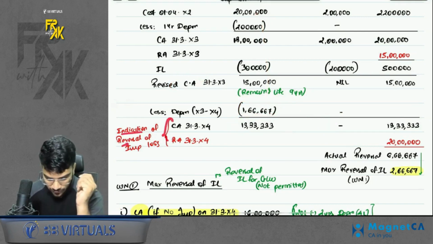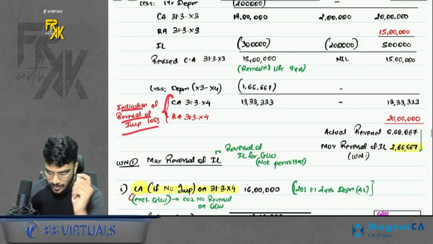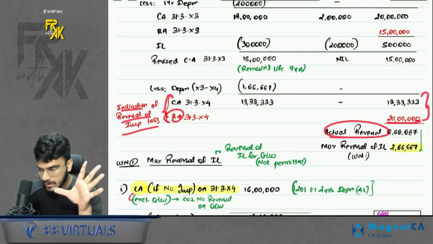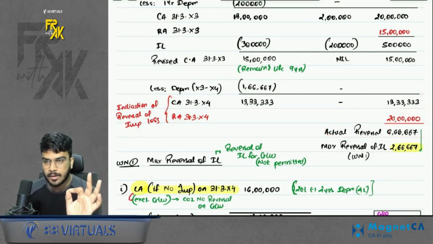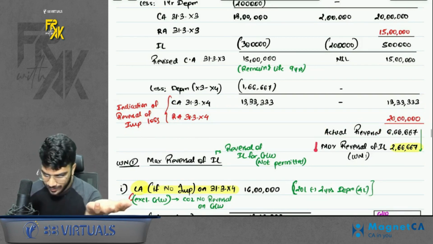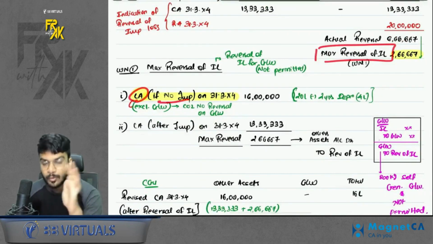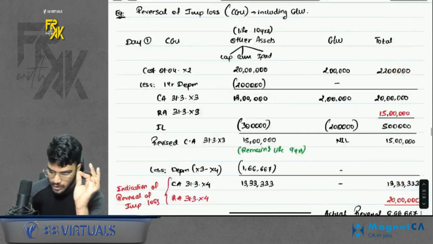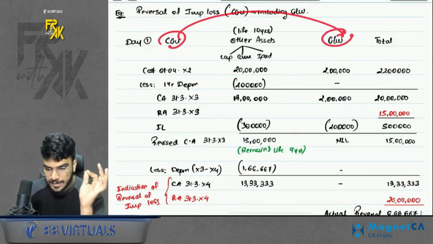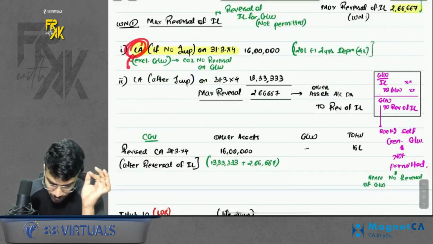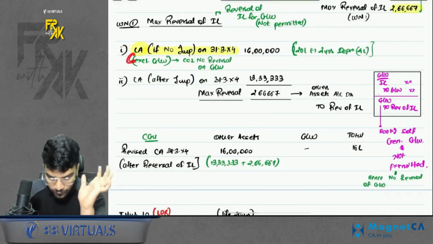Now there is an indication of reversal. How much is the recoverable amount? 20. So on the face of it, how much actual reversal can you see? This much. But can you reverse this much? The answer is no. You will find the maximum reversal. How do you find it? Again, prepare a working note. First, I want the carrying amount if no impairment. But do you remember, in a CGU we cannot reverse impairment loss on goodwill. So when you take the carrying amount if there was no impairment, exclude goodwill from it.